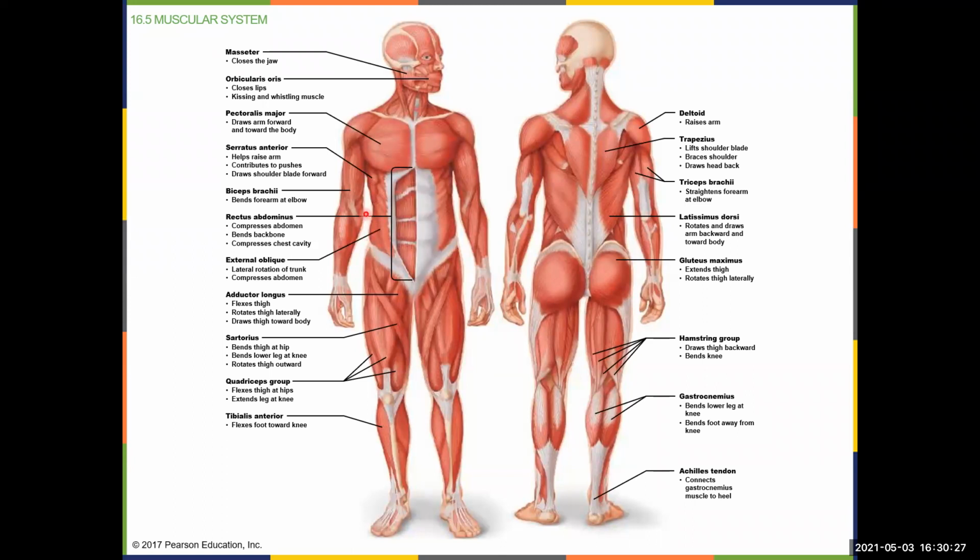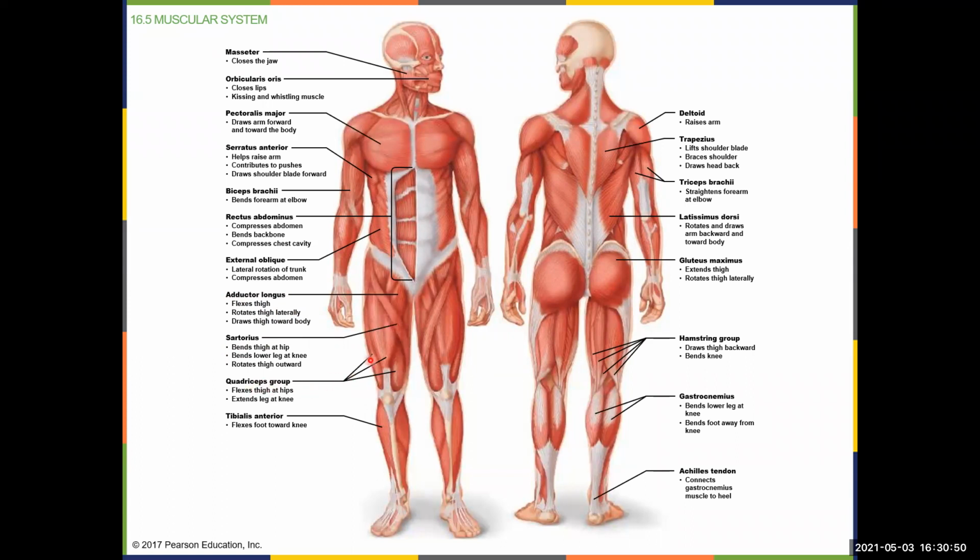And then your external oblique is adjacent to those abdominal muscles. You have your adductor longus, which is in your thigh area right here. Then you have your sartorius, which is this muscle that curves around that adductor muscle.